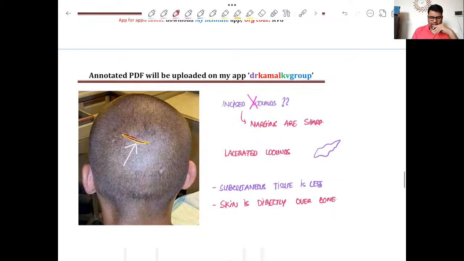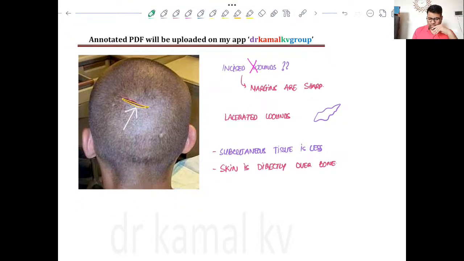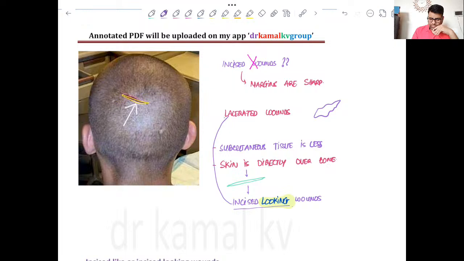Clear? So the skin is directly over bone, and as a result of this, what happens? The lacerated wounds have somewhat sharp margins, and therefore we call such wounds incised looking wounds. Clear? We have to use this word, incised looking wounds. So these are not actually the incised wounds. They look like incised wounds, but in reality these are lacerated wounds, right?